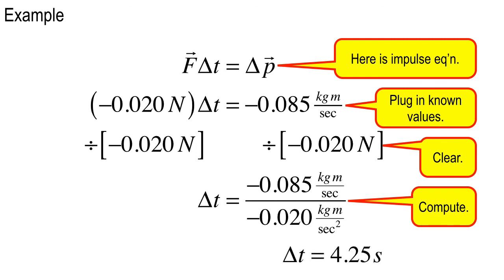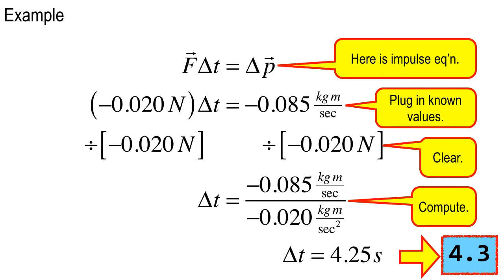And which works out to delta T equals 4.25 seconds. And probably I think I asked you to round off to the nearest tenth of a second. So there's your stopping time.